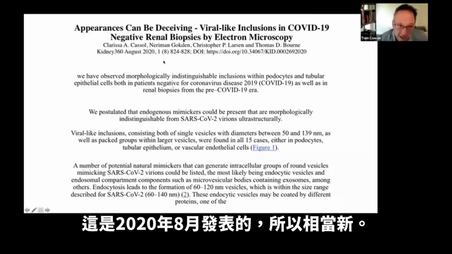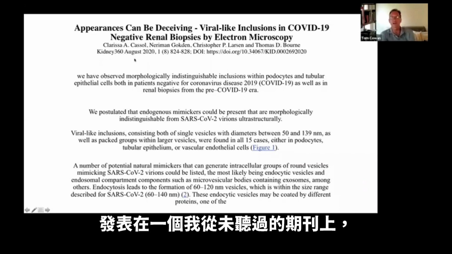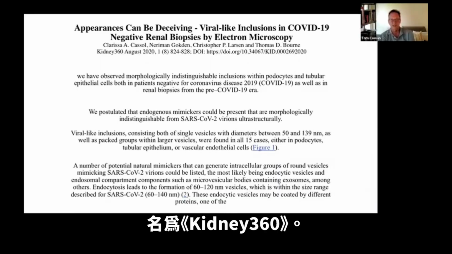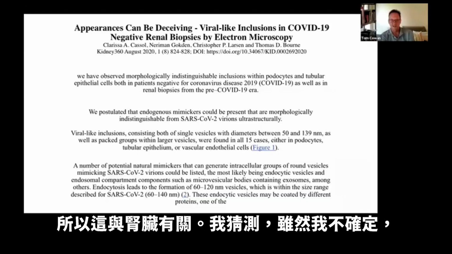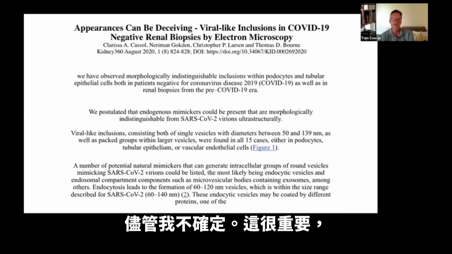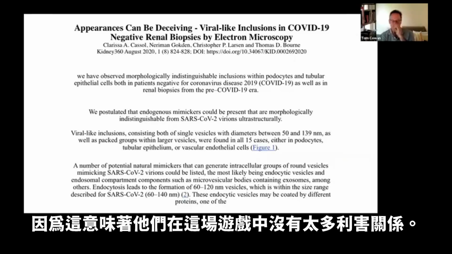This was published in August 2020, so it's pretty recent, in a journal which I never heard of, but is a peer-reviewed conventional journal called Kidney 360. So it's all things to do with kidneys. And my guess is, although I don't know this for sure, that these authors probably were not nephrologists, not virologists, which is important because that means they don't have so much skin in the game.